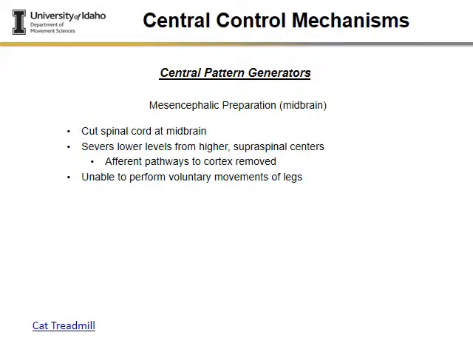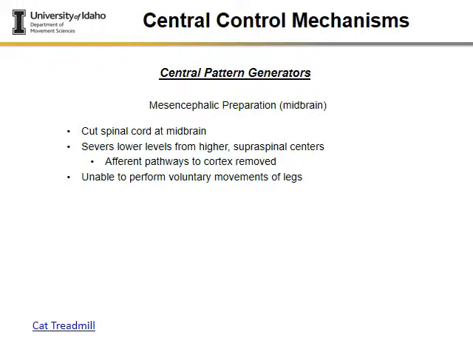Going back to the cat and the idea that they have this mesencephalic preparation of the midbrain, where they cut the spinal cord at the midbrain, severing the lower levels of the CNS from the higher levels of the CNS, and therefore the afferent pathways were not able to go up to the cortex and remove from higher order. It's this idea that they're unable to voluntarily move their legs because they can't consciously think about it, right? So this is that idea of conscious versus unconscious in the response chain hypothesis, where your body is just going through the process.